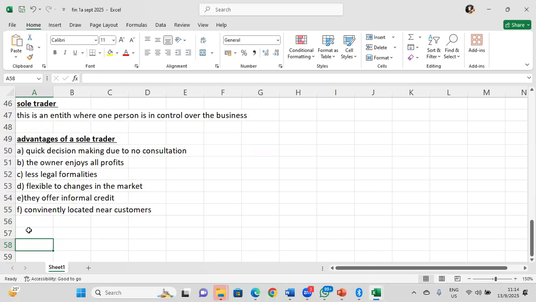So a sole trader also has disadvantages. What are the drawbacks or disadvantages associated with this type of business? Number one, the first disadvantage we can face is that the owner runs the risk of making wrong decisions, because they make all the decisions alone.